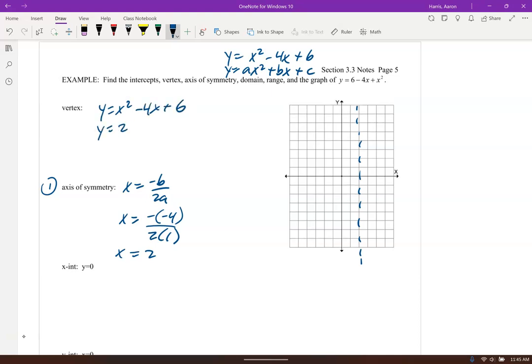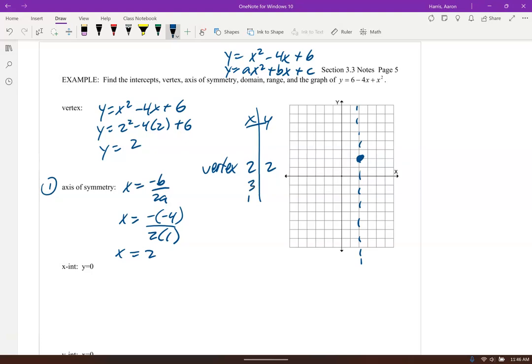To 2, 4 minus 8, negative 4 plus 2. So the vertex is at 2. The vertex is at 2, comma 2. So right there. The a value is 1, so it's going to open up.